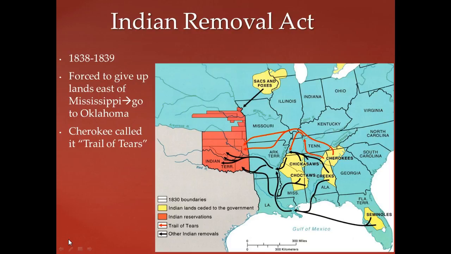So instead of getting to keep their land, the result was that the Native Americans were rounded up at gunpoint and forced to move, to give up all their lands east of the Mississippi and go to Indian Territory in Oklahoma. The Cherokee called it the Trail of Tears.